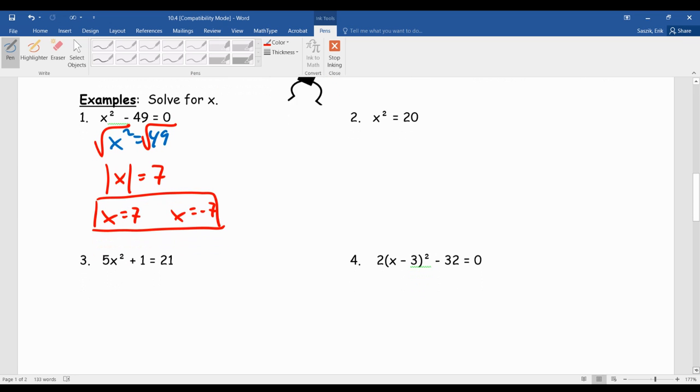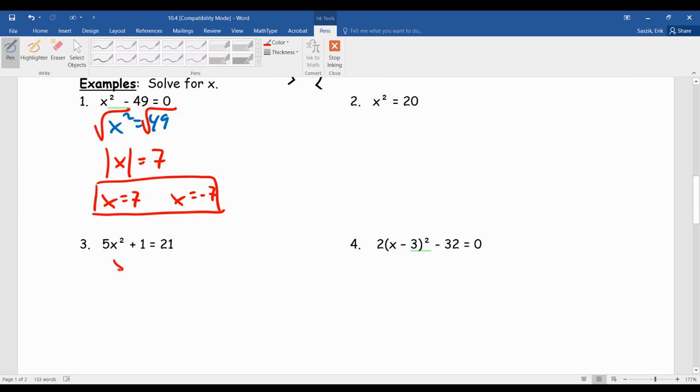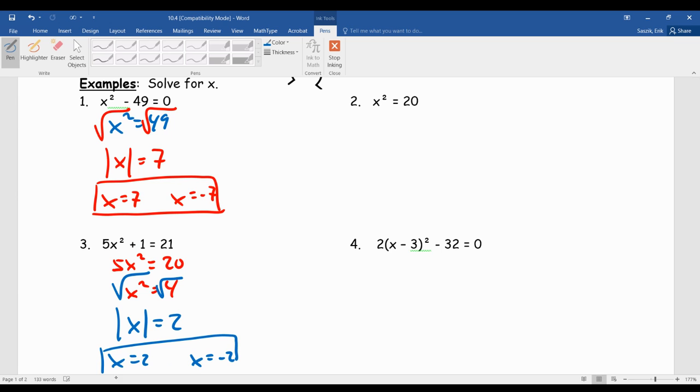Okay, this one below it's the same exact type of thing, right? It's a little bit more involved, but move the 1 over, divide by 5. Now, this is what's new now. Take the square root of both sides. Absolute value of x equals 2. So x is 2, and x is negative 2.